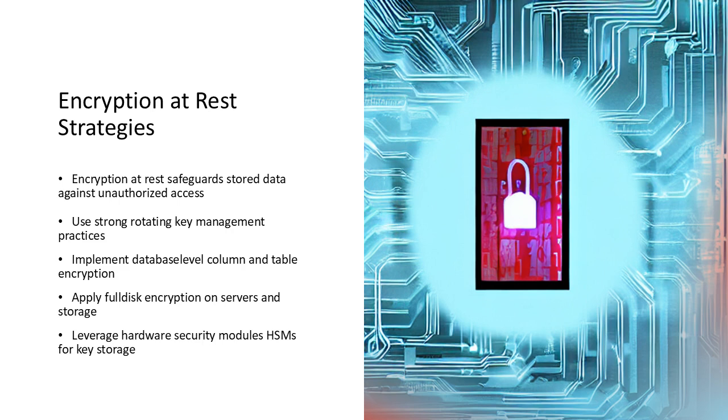Full disk encryption. Imagine encrypting the entire safe and everything in it. Even if someone steals the whole thing, they can't access any of your files without the right key. Hardware security modules, HSMs. These are like super secure safes within the safe that store your combination locks. They're designed to be extremely secure and tamper-proof. By using these encryption strategies, you can protect your stored data from unauthorized access, just like how a strong deposit box keeps your physical valuables safe.